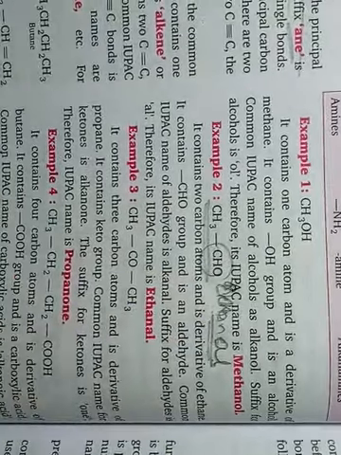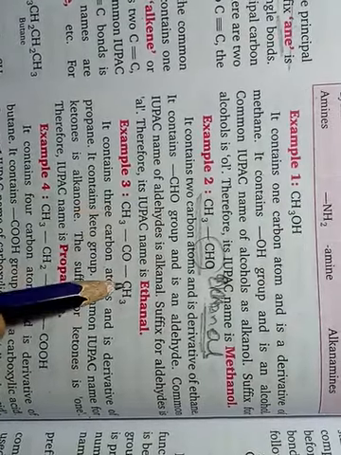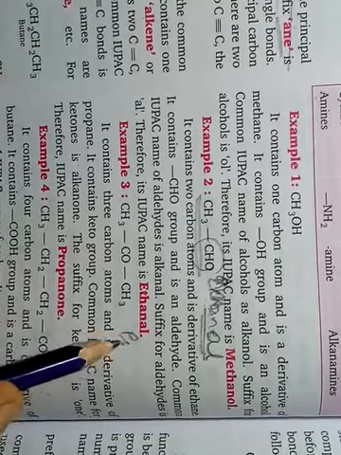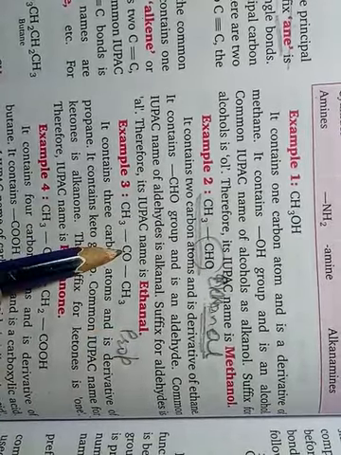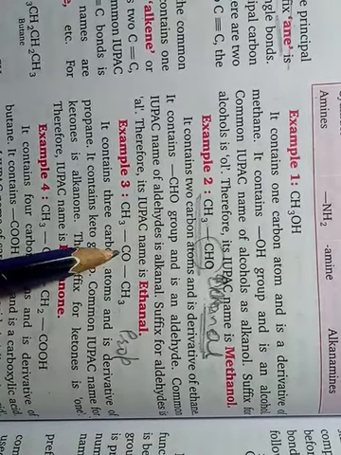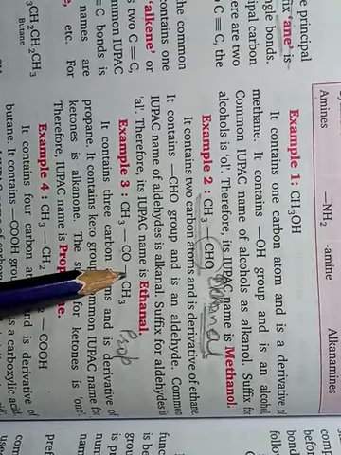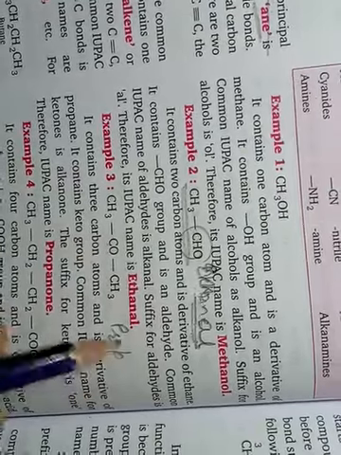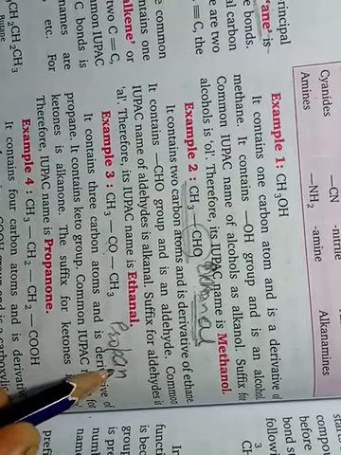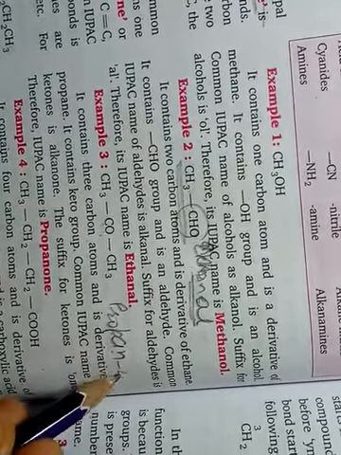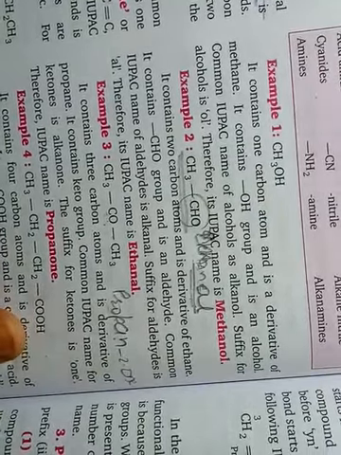Okay students, same way, the next example is here. Total carbons are 3, so the root word will be prop. The functional group is CO, so the secondary suffix will be "-one", and all bonds are single, that is why the primary suffix will be "-ane". So prop, "-ane" primary suffix, and "-one". This will be the name of this compound, propan-2-one.